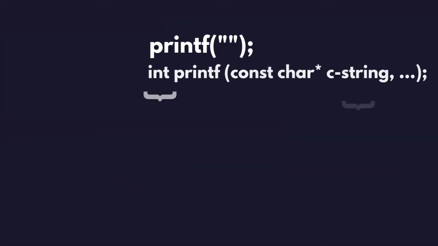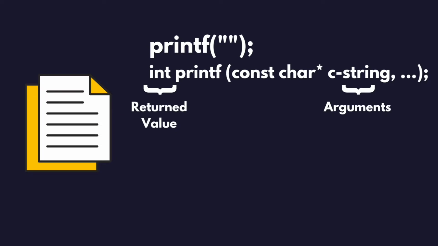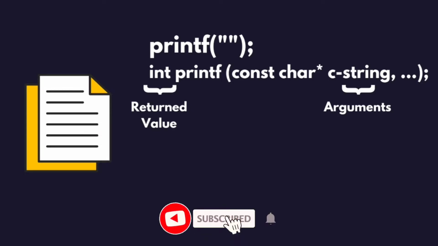But the structure of this function in the header file is something like int printf(const char* c-string), where int is the value that will be returned if the function executes correctly, and the c-string is where we will write the statement that we need to print.